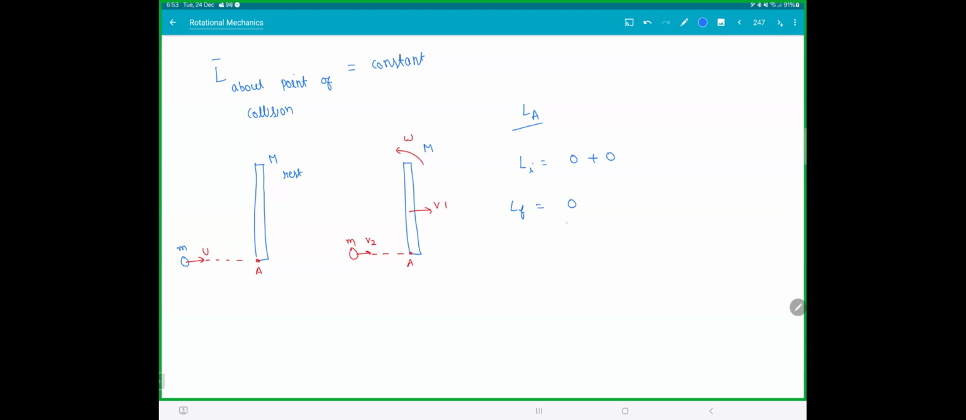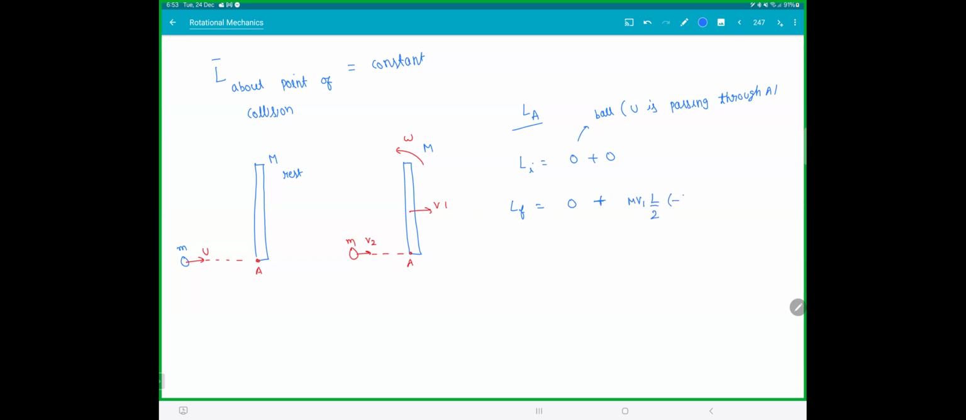L final, ball is 0. Getting it? So that is for the ball. So velocity u is passing through A. V2 is also passing through A. So the only thing left is the rod. So for the rod about point A is what? I taught you how to calculate this.